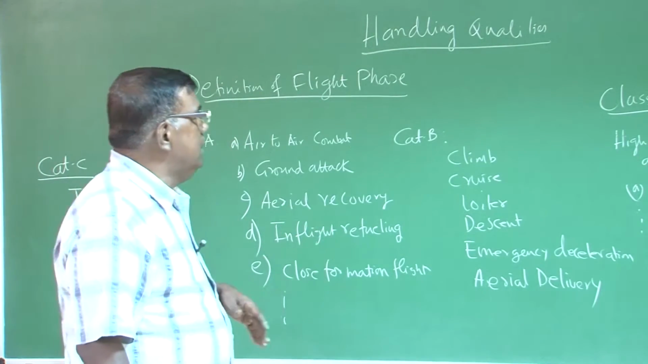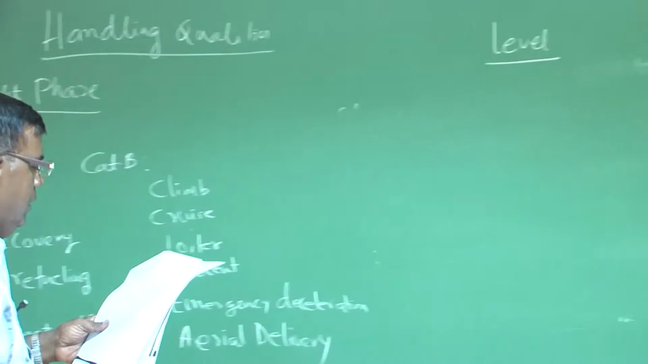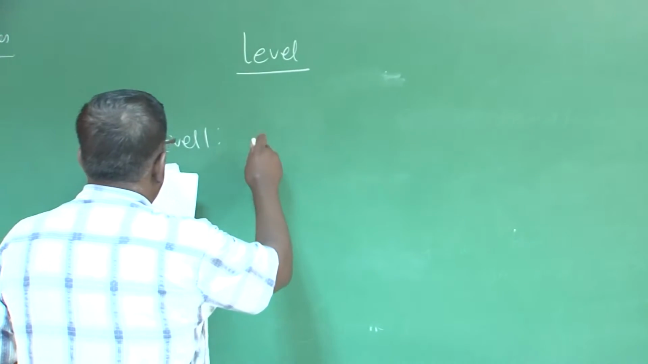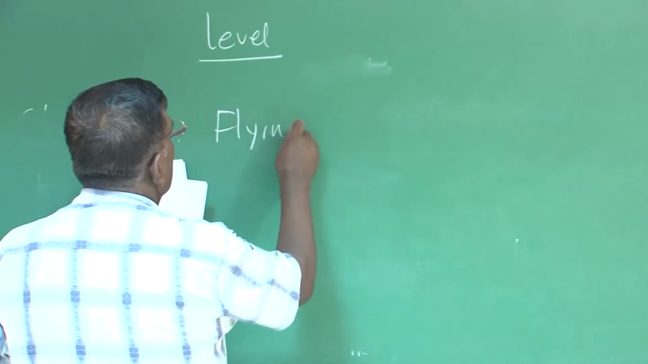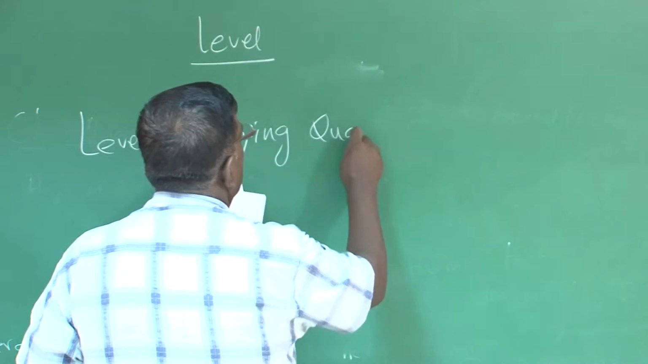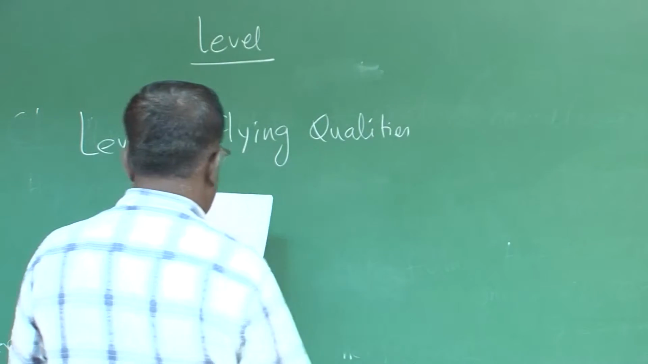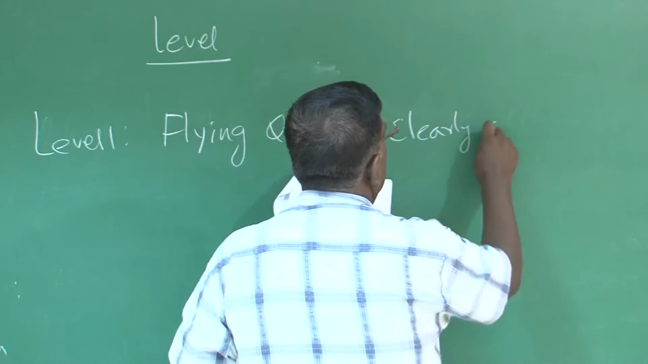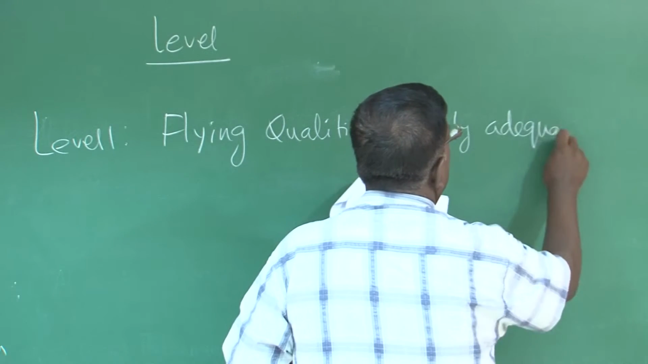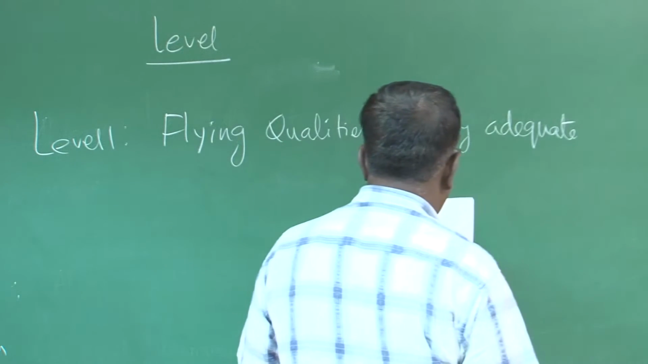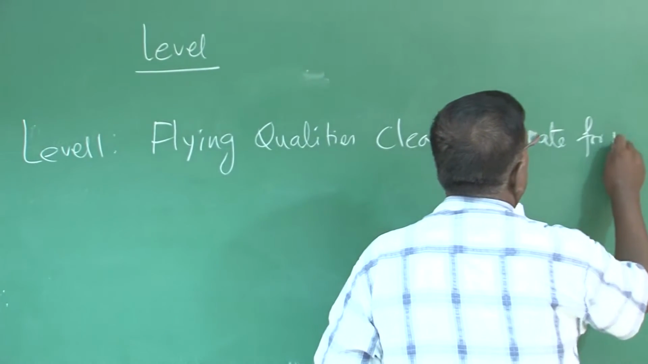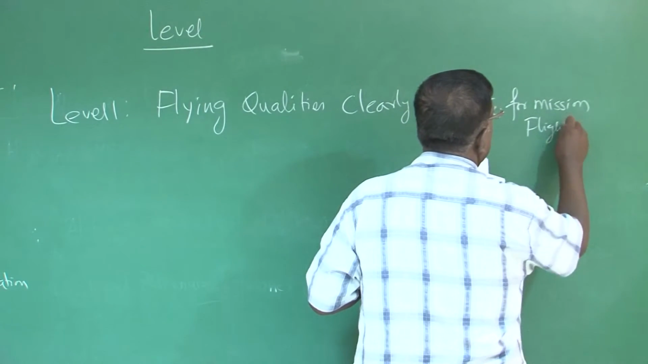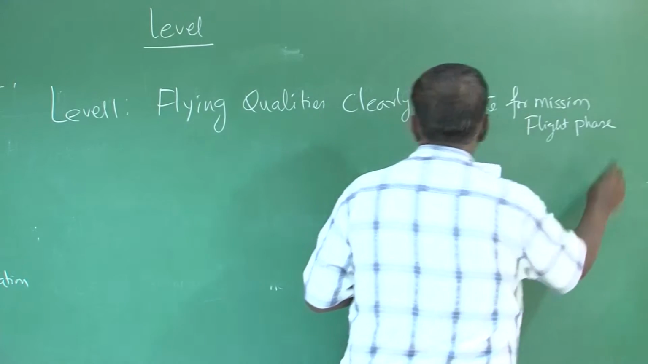So we have classes, we have categories. Now we are talking about level. When you say level 1, it means flying qualities clearly adequate for mission flight phase. Let me write the second one, then I'll explain.